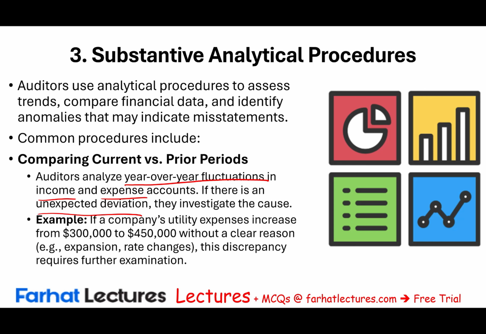What are you looking at? Let's assume the company's utility expense increased from $300,000 to $450,000 without a clear reason. There was no expansion, no rate changes in the utility bill. Why did the utility expense go up by $150,000? Well, it could be that we added $150,000 in this account by mistake.